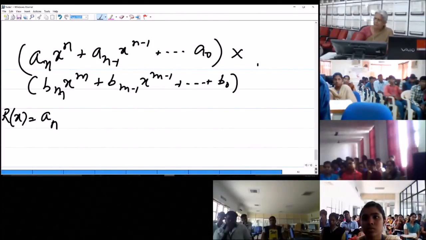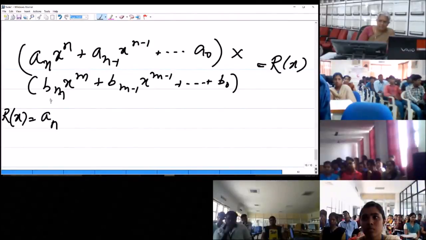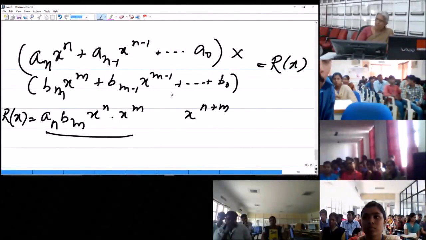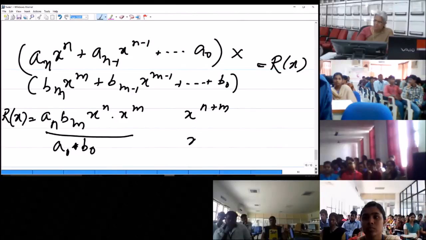This is equal to, let's say, R of x. Maximum degree is what now? It will be an into bn into x^n into x^n. Right, this will be the largest degree. That means the degree of the polynomial is going to be n plus n. Okay, and what is the smallest degree? You have a naught into b naught, therefore that one's degree is x to the power of 0, that is the smallest degree.